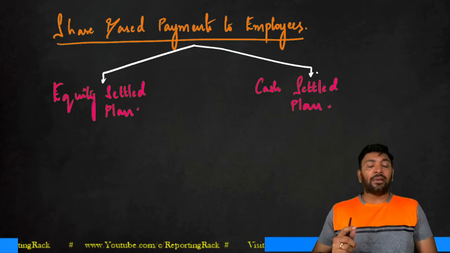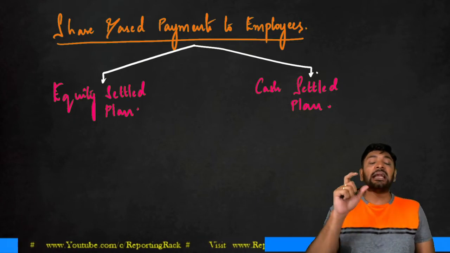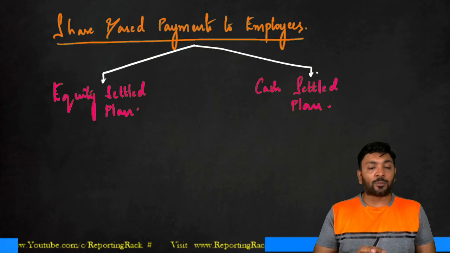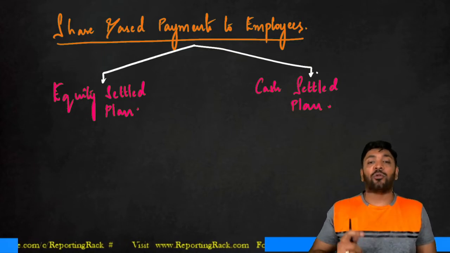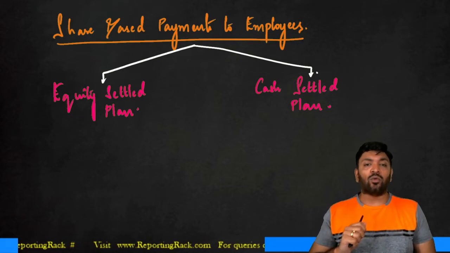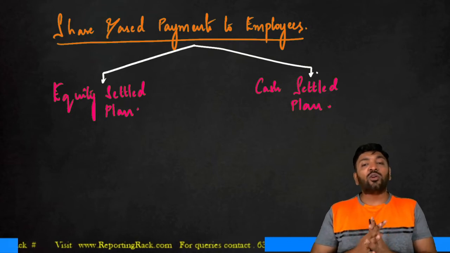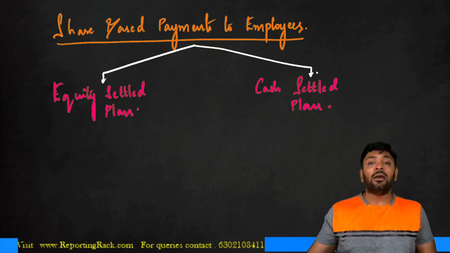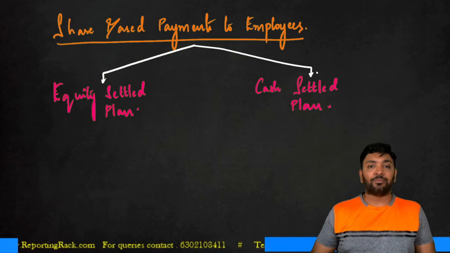Equity settled plan means I will deliver to the employees certain number of equity shares. Under this share based payment option, I am delivering or I am issuing certain number of shares to my employees. The other one is called as cash settled plan. What is a cash settled plan? Cash settled plan occurs whenever you come across a situation where I am not allotting shares to the employee, but I am giving them a worth of shares in cash.